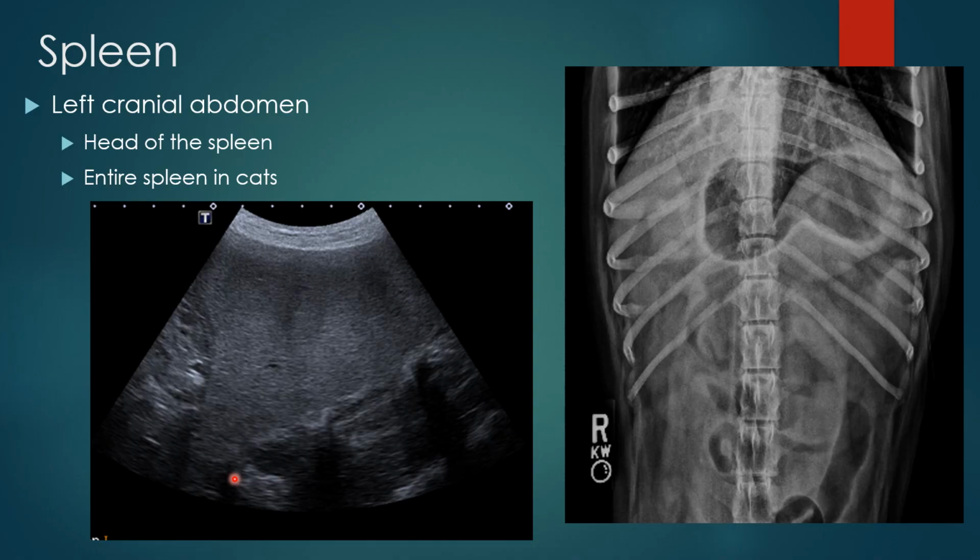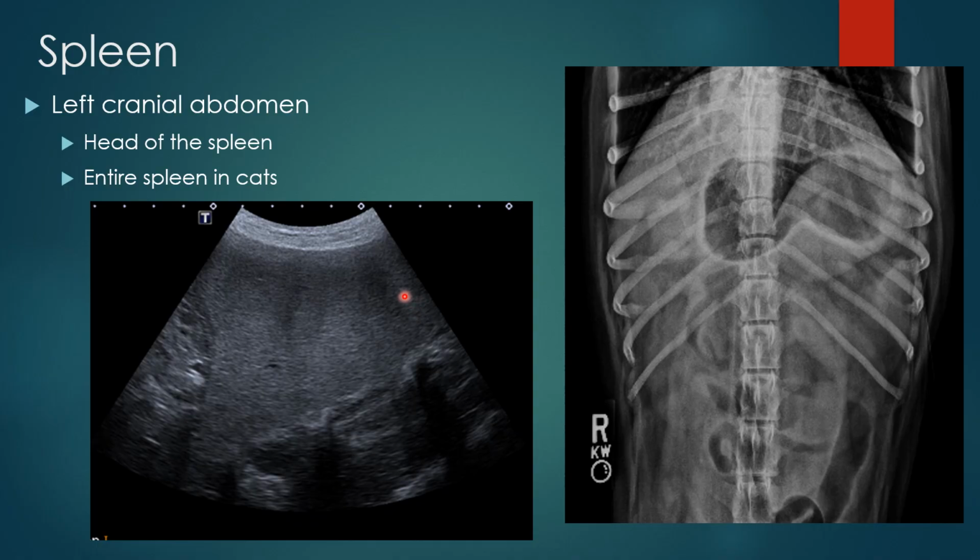For cats, the cat spleen is not as big as the dog spleen, and usually you can find the entire spleen up in this left cranial quadrant. So for dogs, you're going to find the head, and then you're going to have to sort of trace the rest of the body and tail to see how it's laying in the dog's peritoneum, because sometimes it can cross midline here, sometimes it can extend along the left lateral abdominal body wall. With cats, most of the spleen is usually located about here.